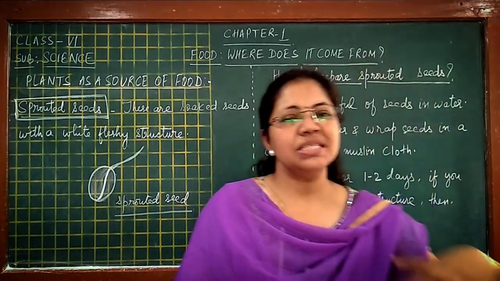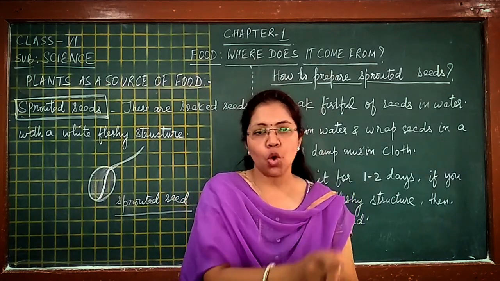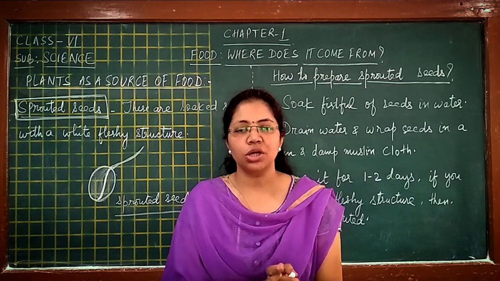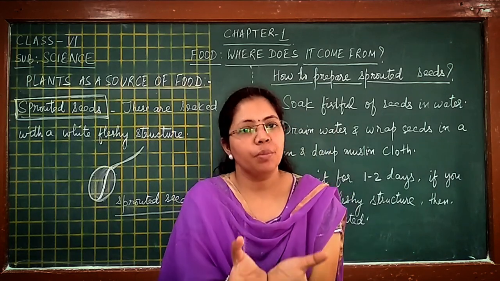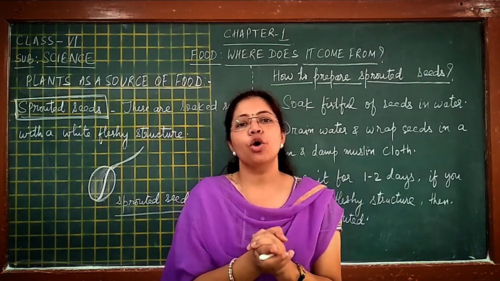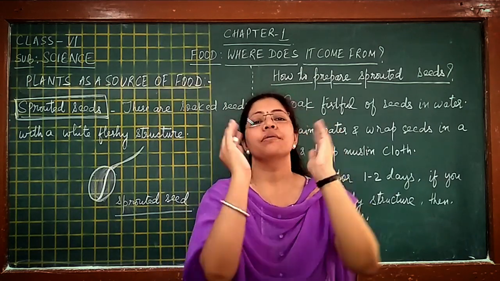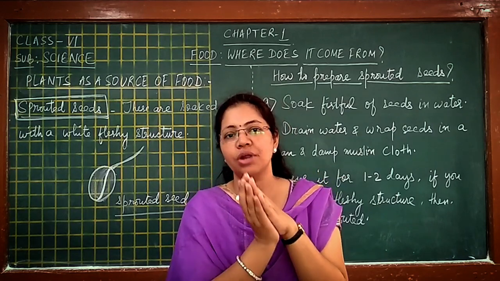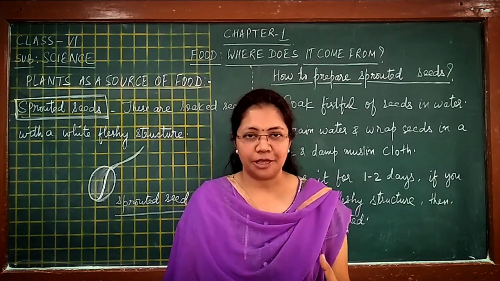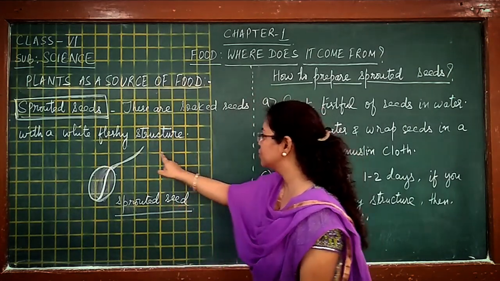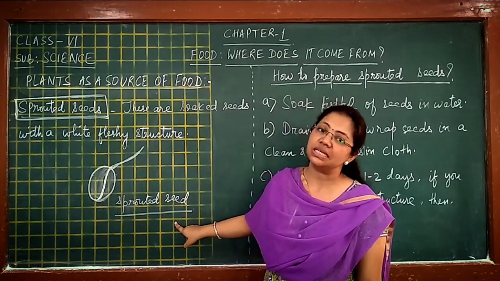Now students, it means in just 3 easy steps we can prepare sprouted seeds. So first one, soak the seeds for 5 to 6 hours in water. Next day, drain the excessive water and wrap the seeds in a damp muslin cloth and keep this arrangement for 1 to 2 days. And we have to keep sprinkling water over that wrapped cloth so that the seeds do not dry out. And finally, after 2 days, when you unwrap the cloth, you will see the seeds with a white fleshy structure, and such a seed we call a sprouted seed.